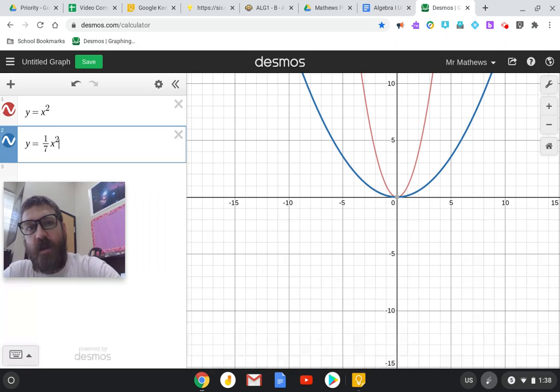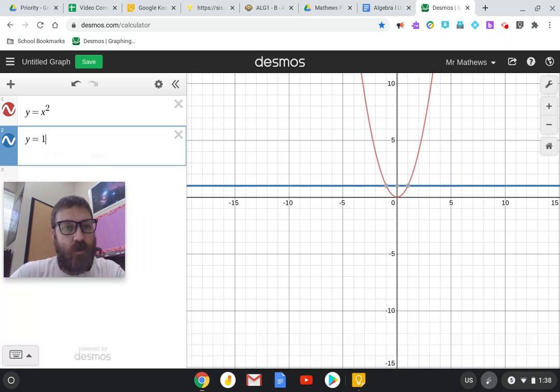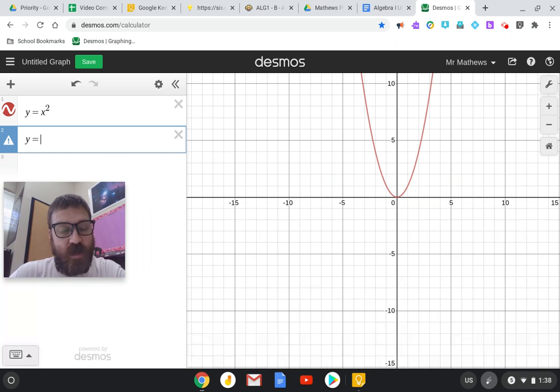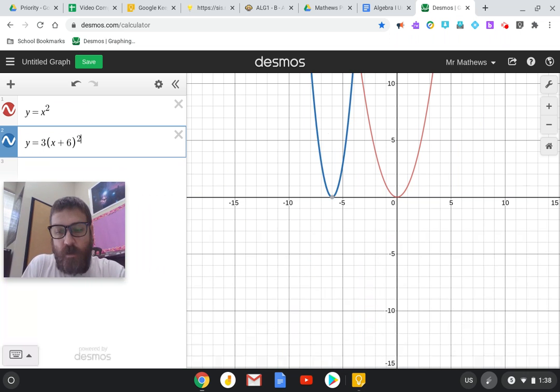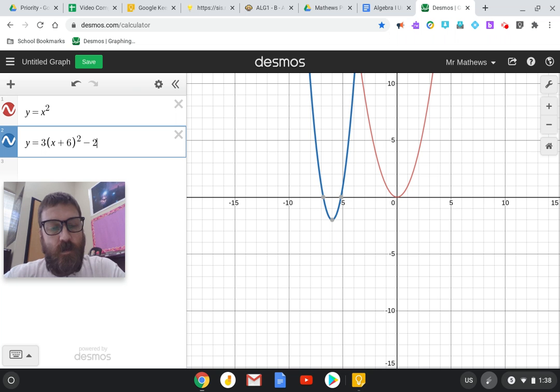And what's great is that you can actually combine all of these things into one type of shift or one type of transformation. So for instance, I could have a graph that says 3 times (x plus 6) squared minus 2. Okay, so let's look at this and say, how did I get from this red graph, the parent function, to the blue graph? What has changed in this?